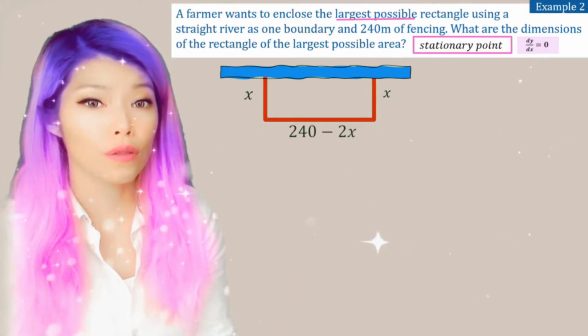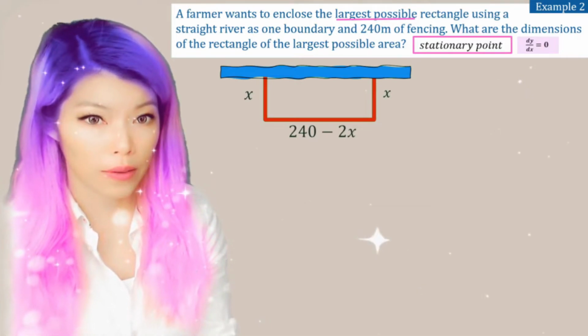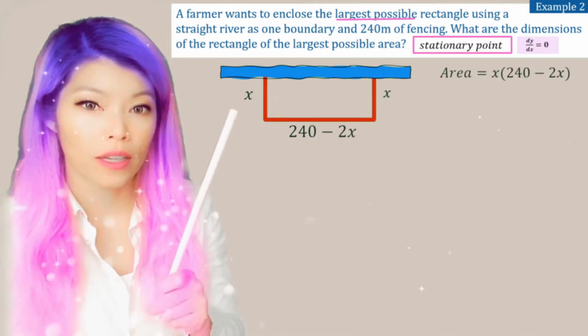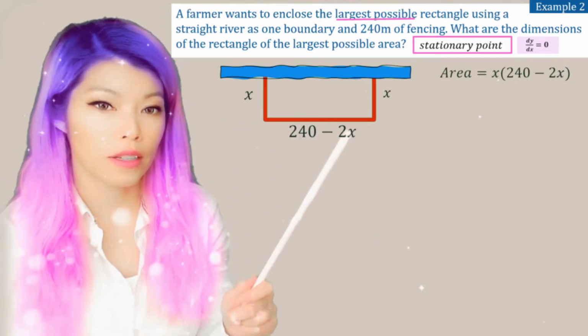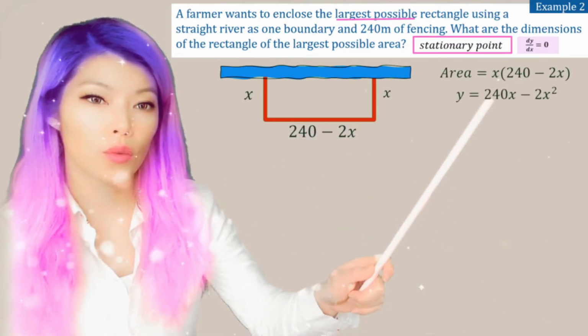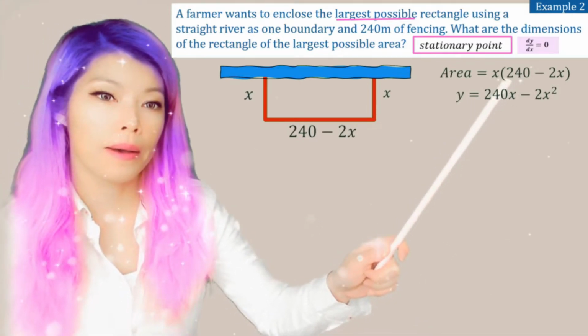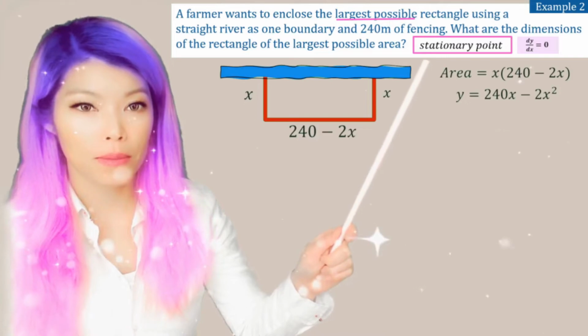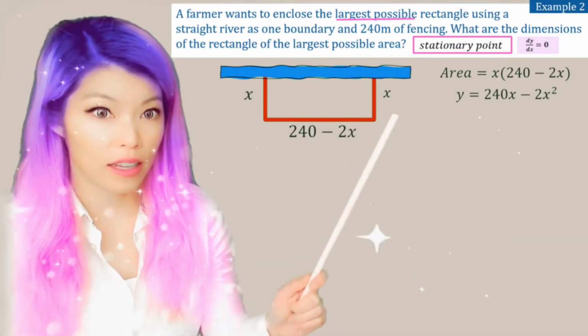Now, what are we looking for? The largest possible area. We know the area of a rectangle is length times width. So x times (240 minus 2x). And when we expanded, we obtained 240x minus 2x squared. And when we're looking at maximum area, we're differentiating it and letting it equal to 0.